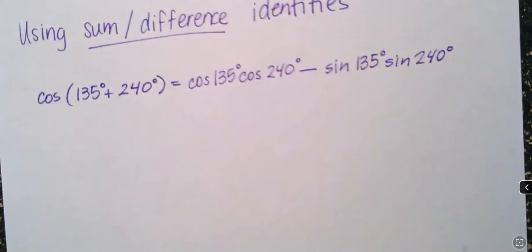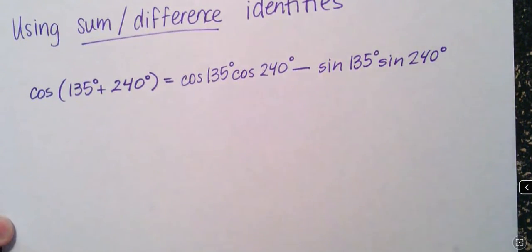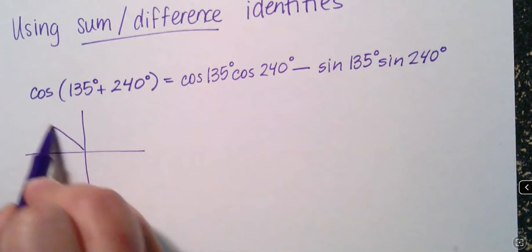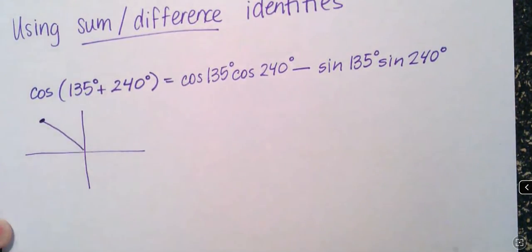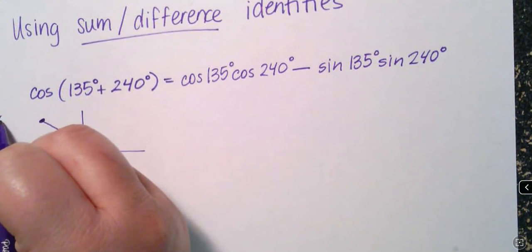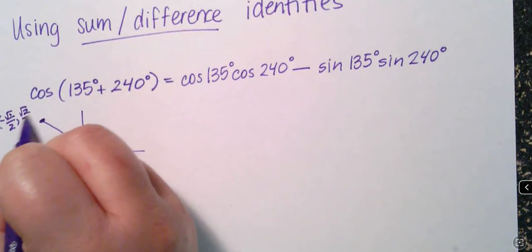Okay, so these are values I actually can figure out. Let's just think about 240 and 135 for a second. Let's go ahead and just mentally figure out where those are. 135 is halfway between 90 and 180. So that has a cosine of negative square root of 2 over 2 and a sine of positive square root of 2 over 2.